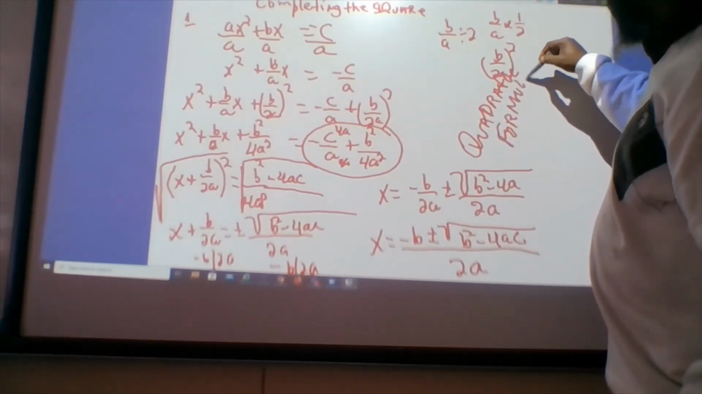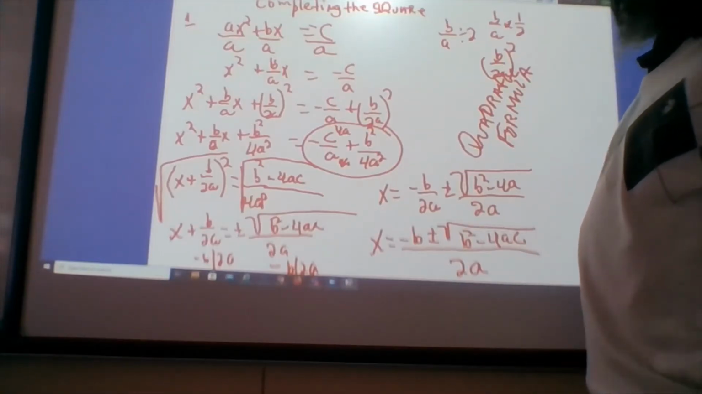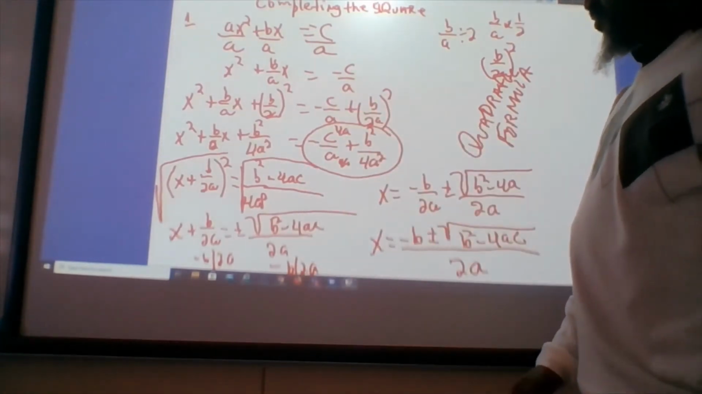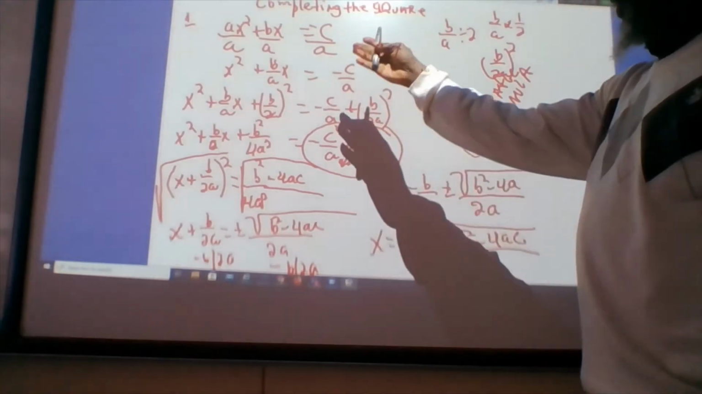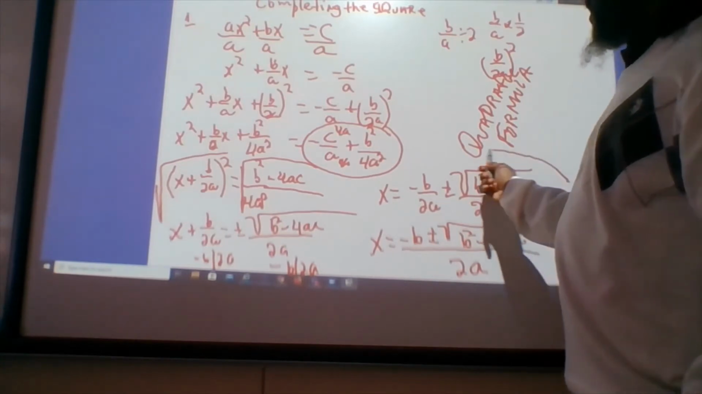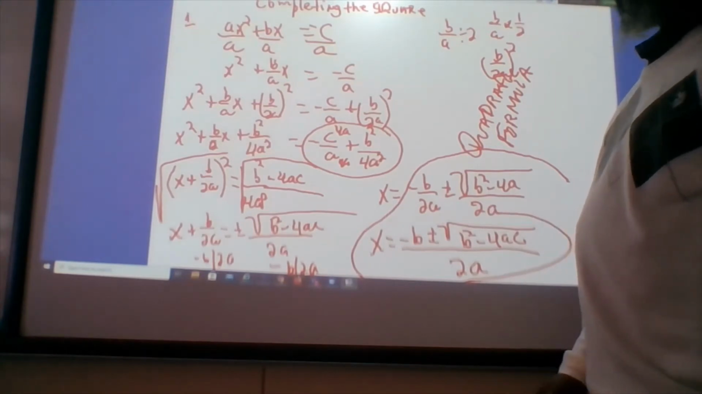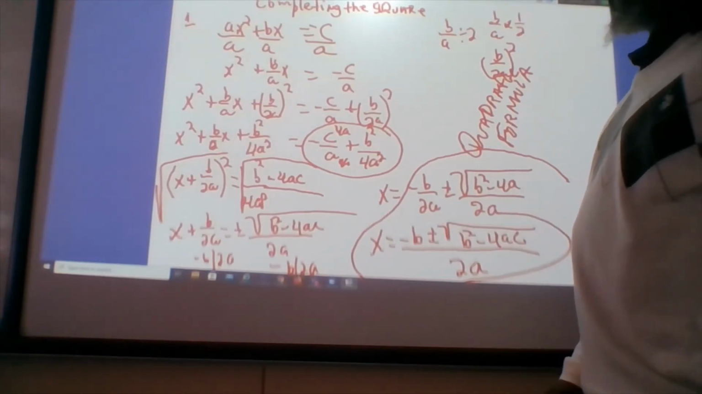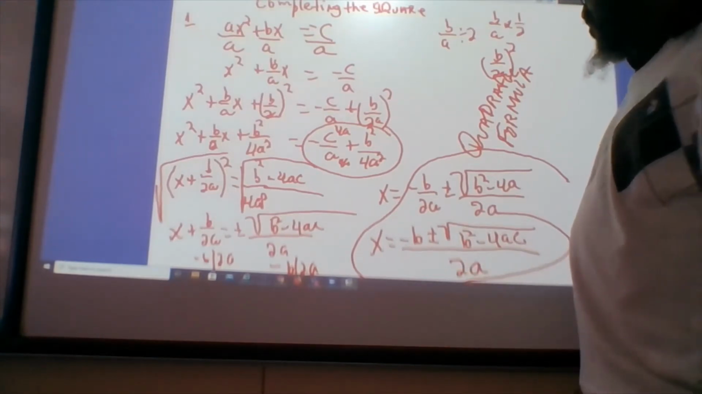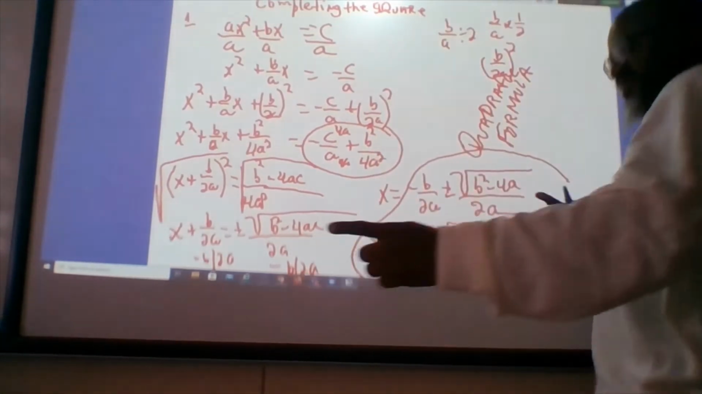So now you have the right to use the quadratic formula. This is one way we're going to use to find the x-intercept. If you have a problem using completing the square, you may use this formula, which is called the quadratic formula: minus b over 2a plus or minus the square root of b squared minus 4ac over 2a. So that is your quadratic formula. Now you have the right to use it. This is where it comes from.